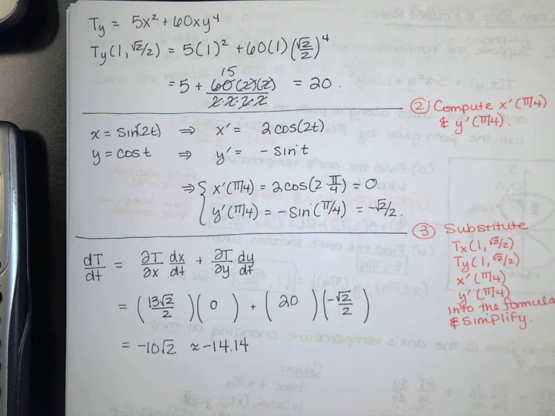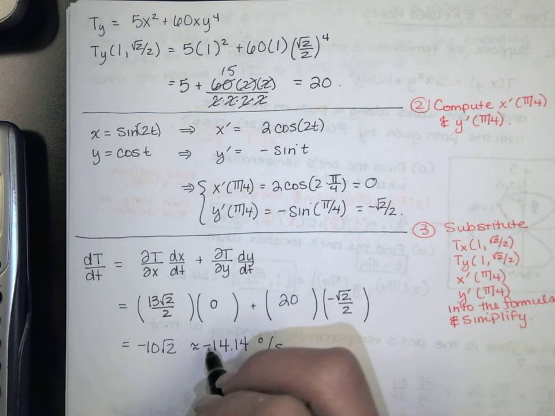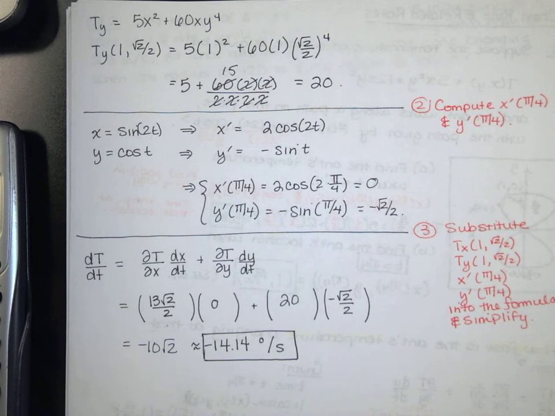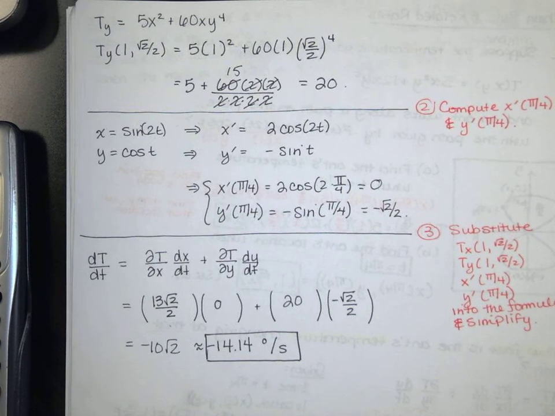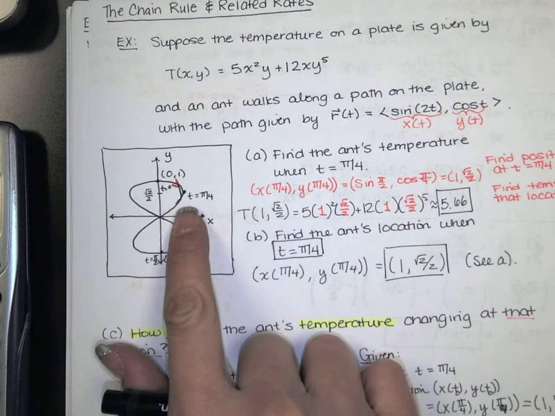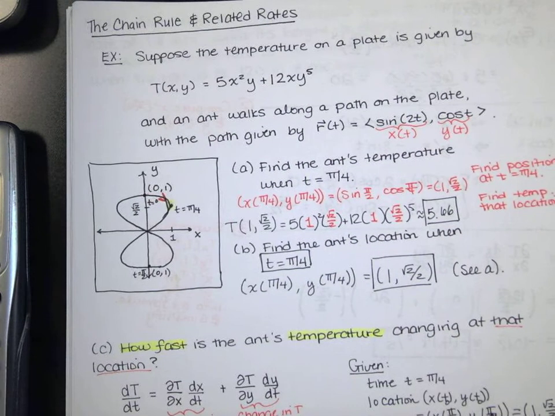Well, let's say temperature is in degrees and time is in seconds. I'm going to say this is degrees per second, given those units. So that means our temperature is decreasing by 14.14 degrees every second when the ant is at this location. That's our location.